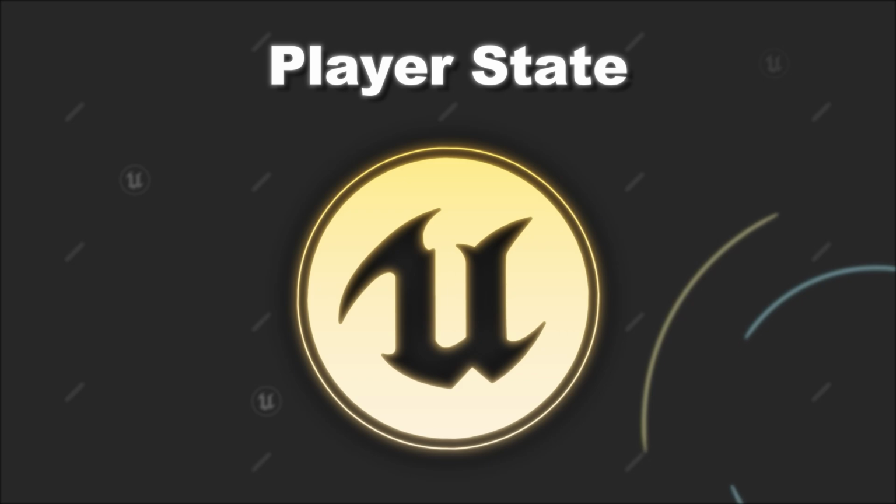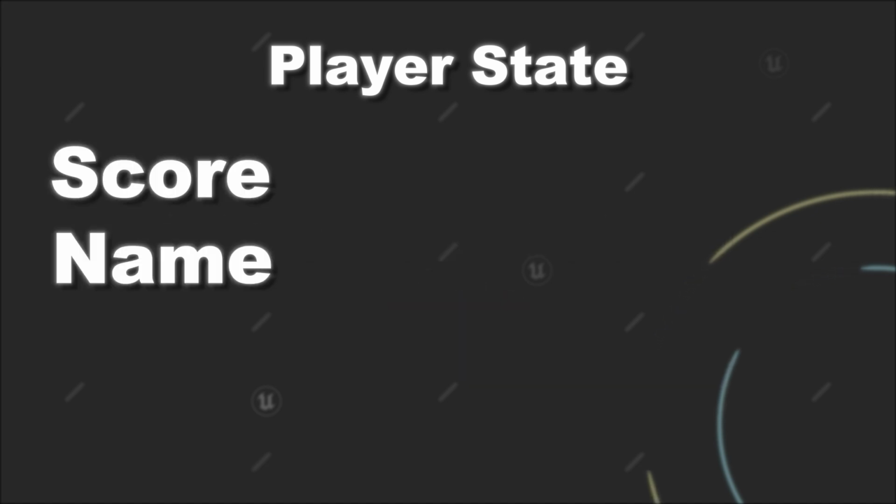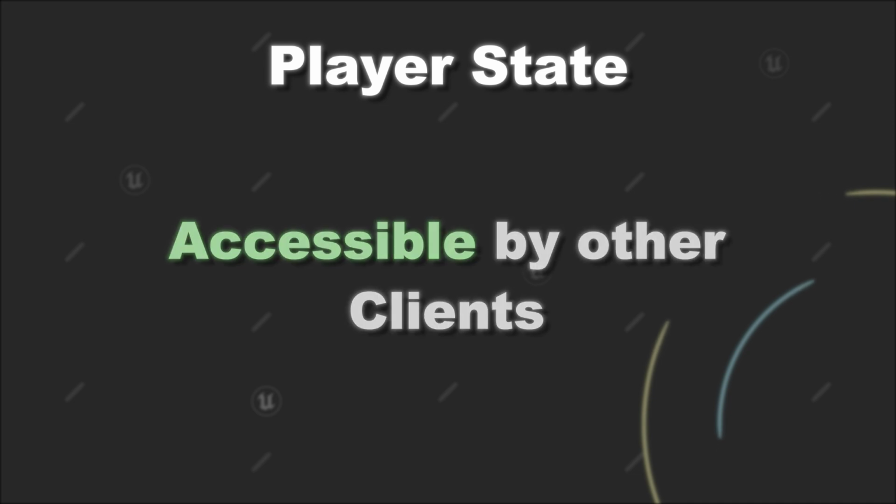The player state is another core part of the Unreal Engine game framework and can be used to store information about a player. For example, that can be the player's score or name, or other information that should be accessible to other players. Because, similar to the game state, all clients have access to the player state of another player, making it easy to share information between players.